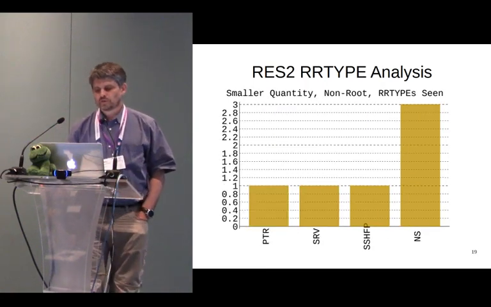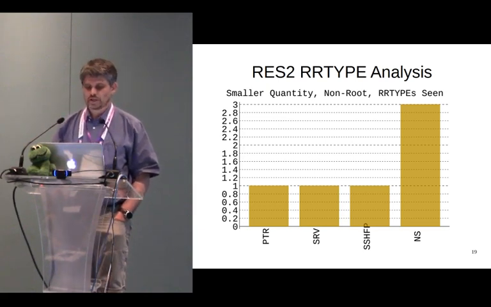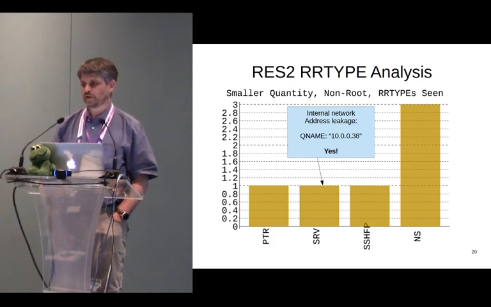Also in residence number two, you'll find pointer records, SRV records, SSHFP fingerprints, and name server records. Well, we already know they're running a name server because that was part of the experiment. But what about things like that SRV record? If you look at the one SRV record, it turns out that it's querying for 10.0.0.38.